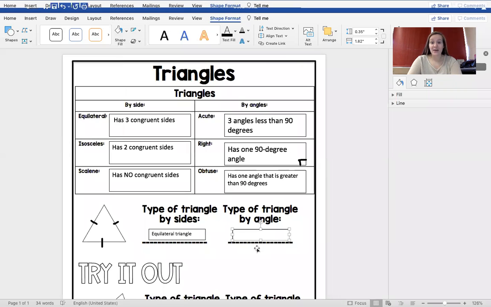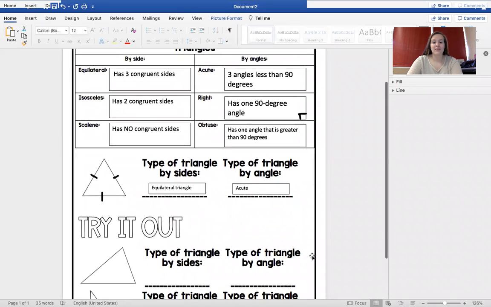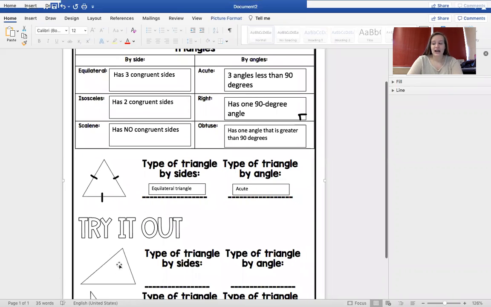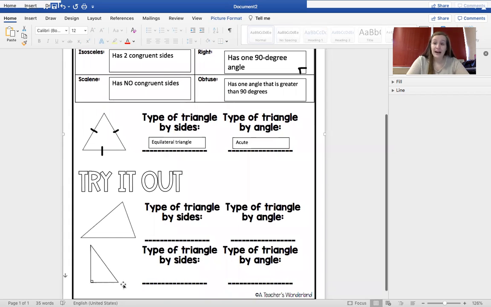So we're just going to put right here, acute triangle. And we'll actually look at one more together really quickly. This triangle right here, it doesn't have any lines to show us that any sides are the same, which tells us that it is a scalene triangle. So this would be a scalene triangle if we were identifying it by the side. And if we were looking at the angles, it doesn't have any right angles and it doesn't have any large angles. So it is actually also an acute triangle. I'll show you this triangle really quick. This is a right triangle, and you can tell because it has that little square in the corner.